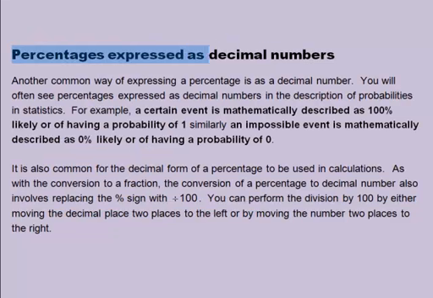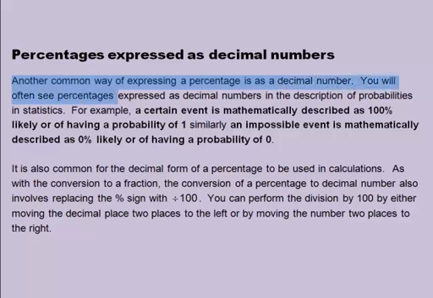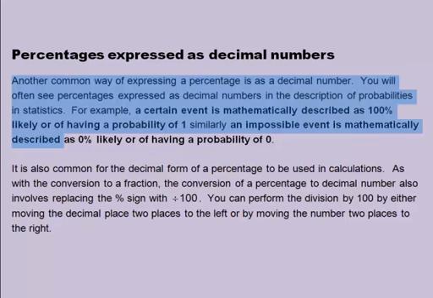This more simple form should help you see that 20% is the same as 1 out of 5. Percentages expressed as decimal numbers. Another common way of expressing a percentage is as a decimal number. You will often see percentages expressed as decimal numbers in the description of probabilities in statistics. For example, a certain event is mathematically described as 100% likely, or of having a probability of 1. Similarly, an impossible event is mathematically described as 0% likely, or of having a probability of 0.